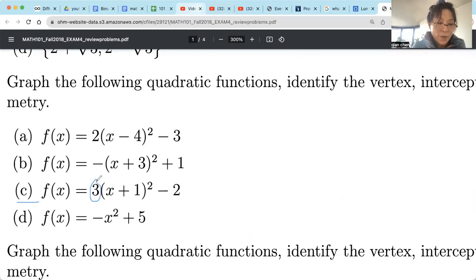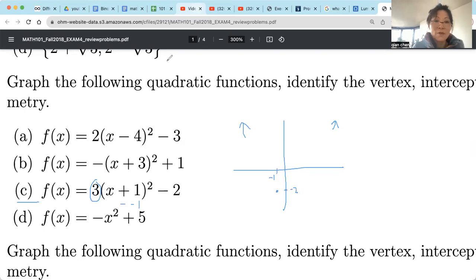In C, a is positive, so we get an upward parabola. Hands up, hands up. Then let's identify our vertex. So x plus 1 means h is negative 1, and our k is -2. So -1, -2. Let's see, this is -2, this is -1. So right away, our vertex is right here.